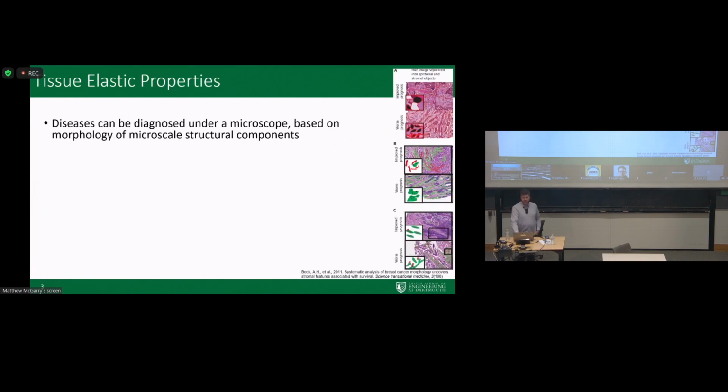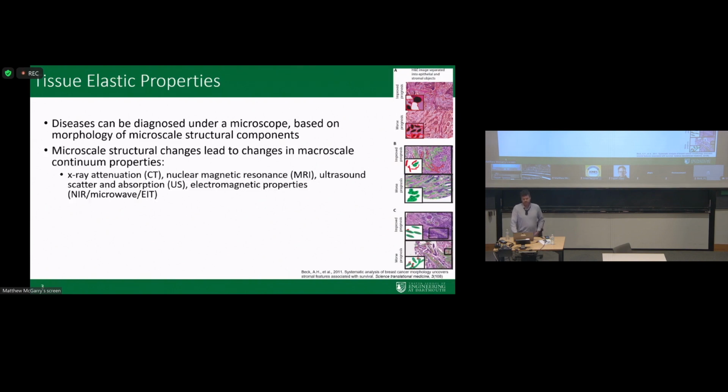Basically, if you want to look at diagnosing disease under a microscope, you're looking at the morphology of the microstructural components. So you can see these examples from breast cancer on the side. You can see obvious changes in the microstructure. Microstructural changes and their effect on continuum properties are the basis of a lot of different imaging modalities. So the changes in the X-ray attenuation is imaged with X-ray and CT, the nuclear magnetic resonance environment in the MRI, ultrasound scatter and absorption, and electromagnetic properties for the NIR, microwave imaging and EIT that we've seen at Dartmouth.